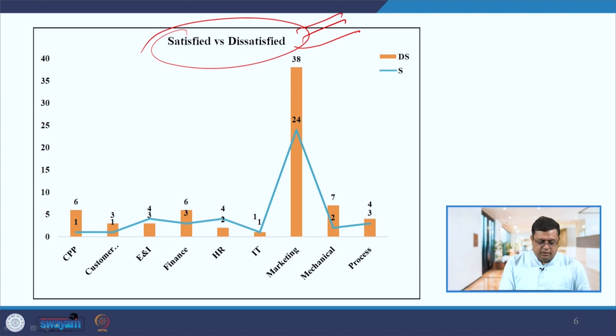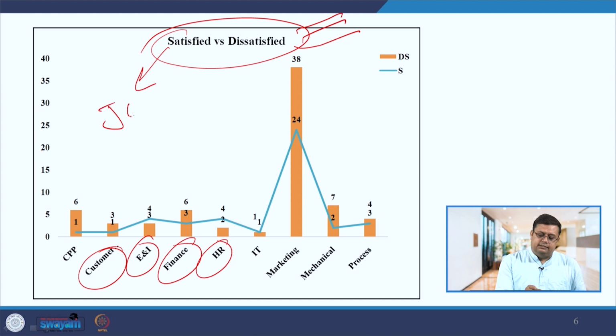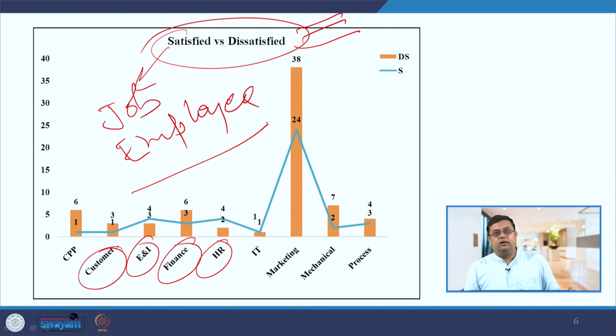And now here you can see the various departments. So at least we can interpret it is not customer satisfaction, because at the bottom various departments are mentioned. Okay, that is clear. But it is job dissatisfaction or employee dissatisfaction, because according to the literature both things are different.